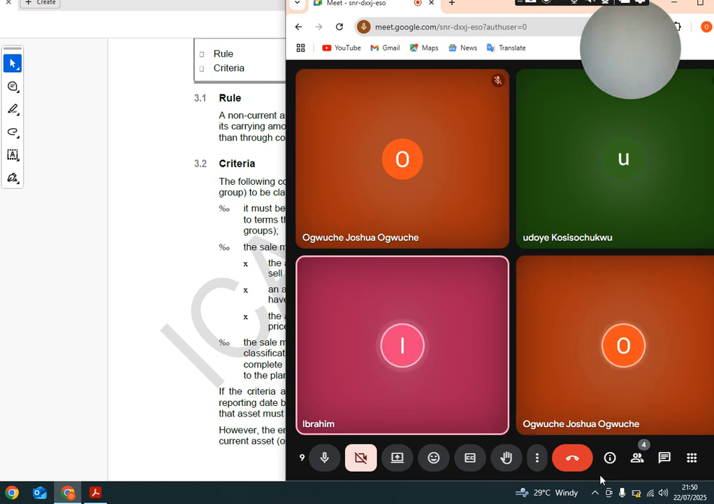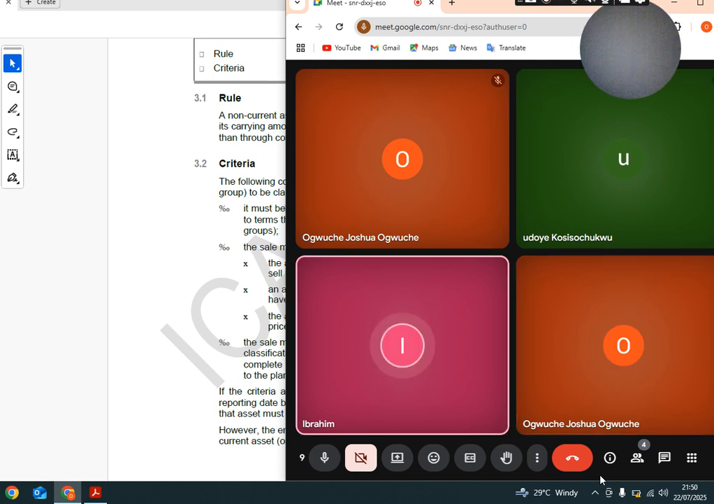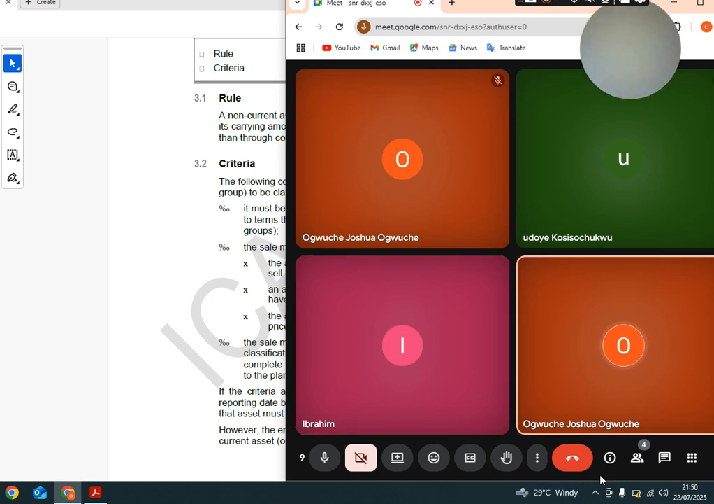Sir, please, I want to ask a question. Let's assume these assets met all the conditions and the sales have not been effected. Are we still going to categorize it as a non-current asset or a current asset? If the asset is still in operation, right?